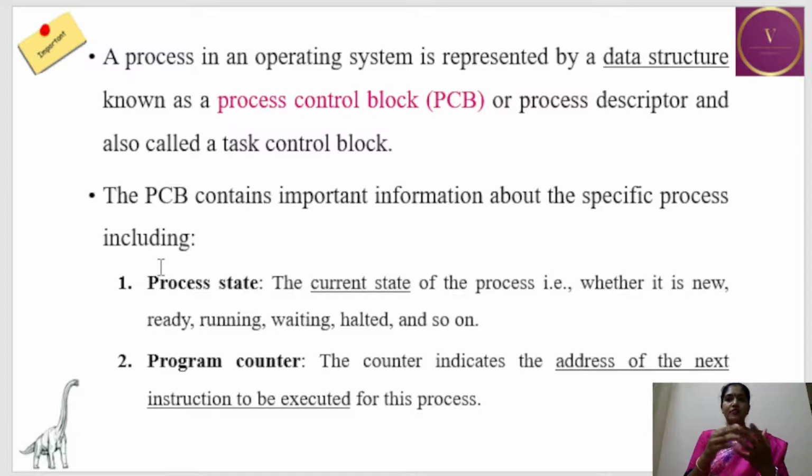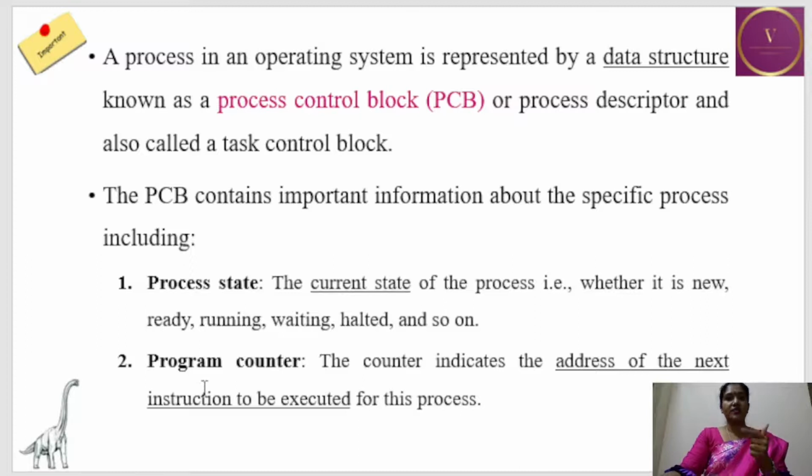The first thing is the process state. So we saw the process state diagram, right? In what state the process is currently in, that information will be stored under process state. So the current state of the process, whether it is new, ready, running, waiting, halted, and so on, this information will be stored in the process state.